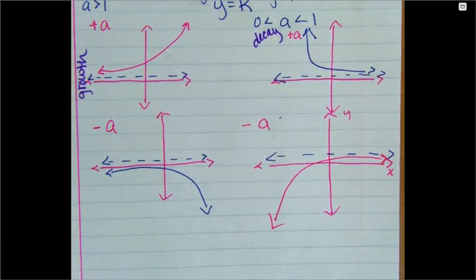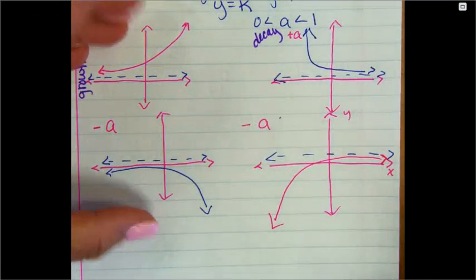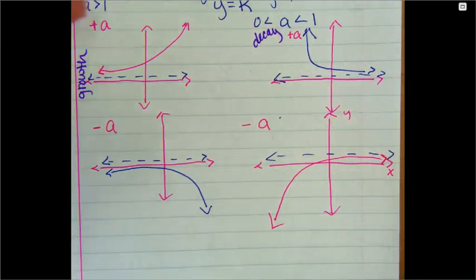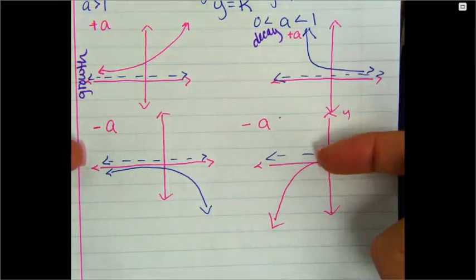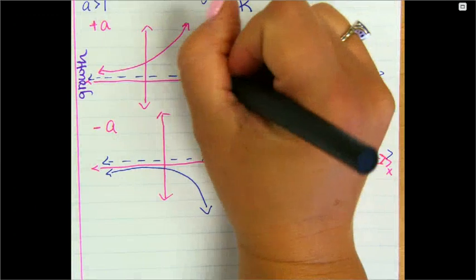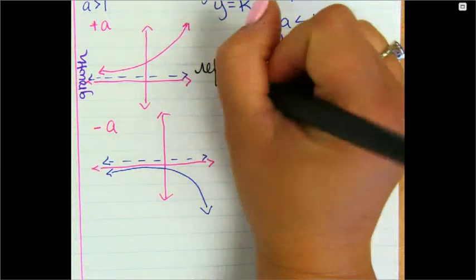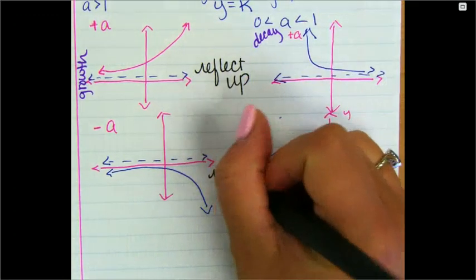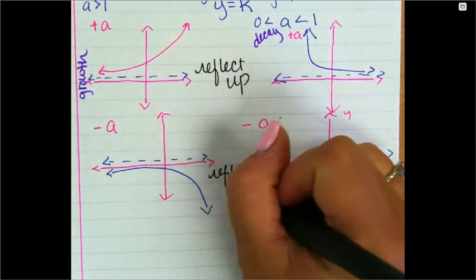Okay. So these are our growth ones. These are our decay ones. This is when A is positive. This is when A is negative. This is reflect up. This is reflect down.